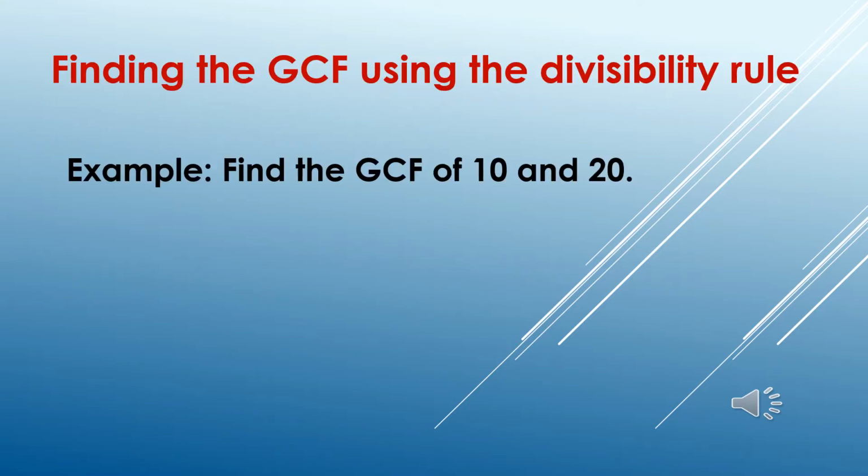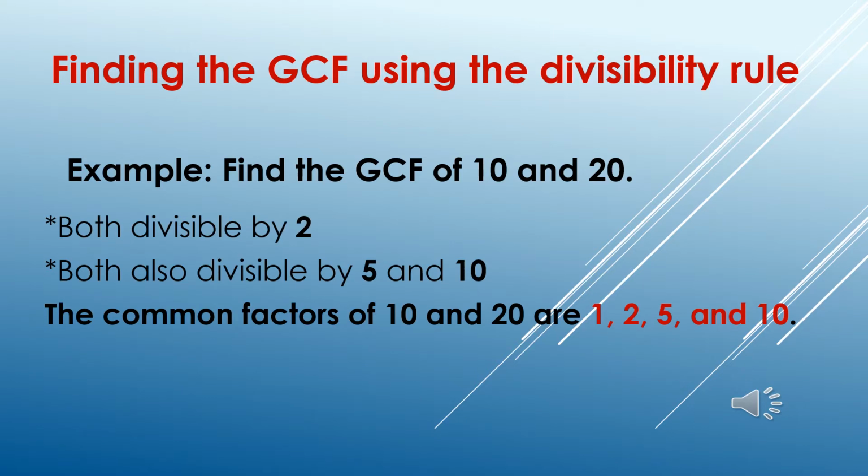Let's try an example. Using the divisibility rule, let's find the GCF of 10 and 20. We all know that 10 and 20 are both divisible by 2, and both also divisible by 5 and 10. Therefore, the common factors of 10 and 20 are 2, 5, and 10, and the greatest among them is 10. Therefore, the GCF or the greatest common factor of 10 and 20 is 10. Okay? From the word itself, the greatest or the highest common factor.